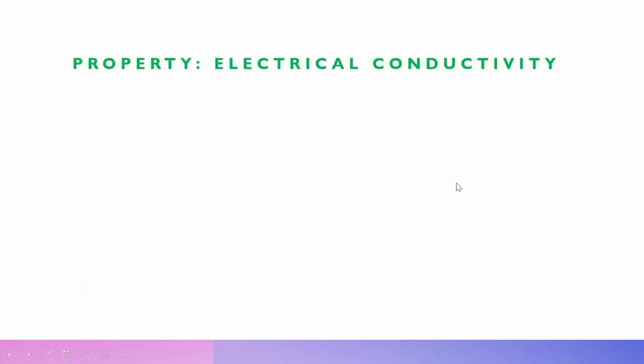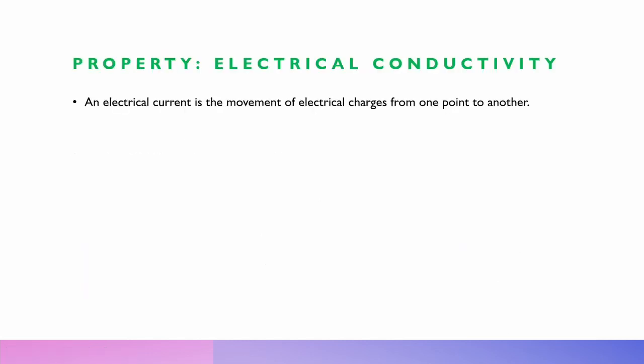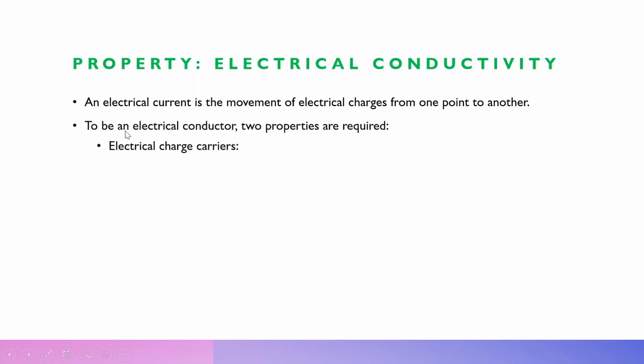Lastly, electrical conductivity. Electrical conductivity can be thought of as how well a substance conducts electrical current, which is the movement of electrical charges from one point to another. What property would a substance need to move electrical charges? For one, it would need to have electrical charge carriers. Examples of electrical charge carriers are ions or free-moving electrons.